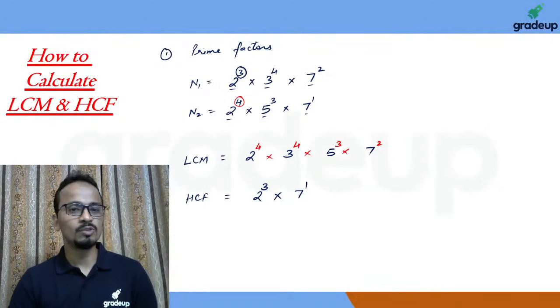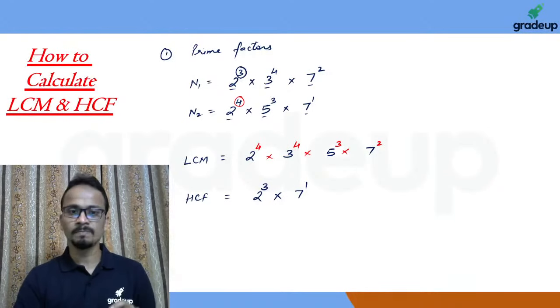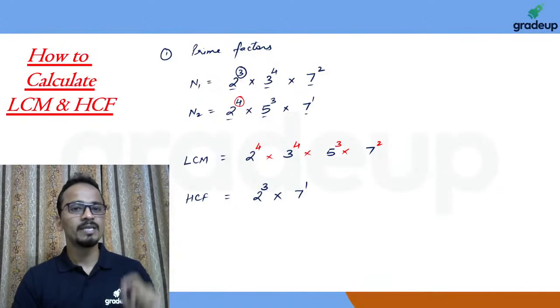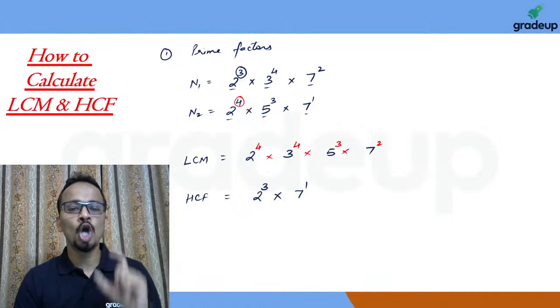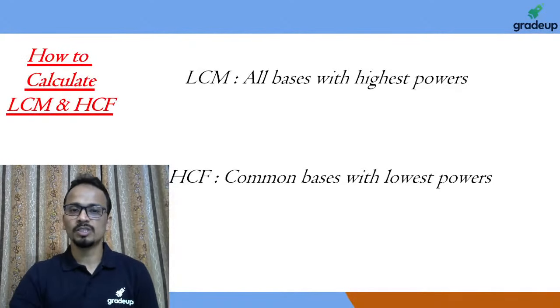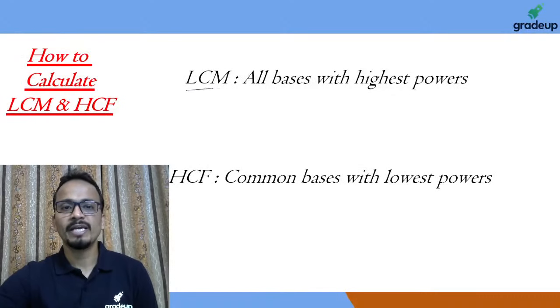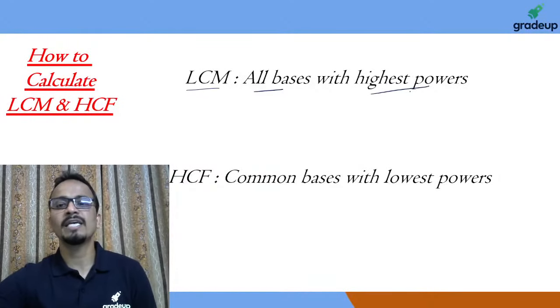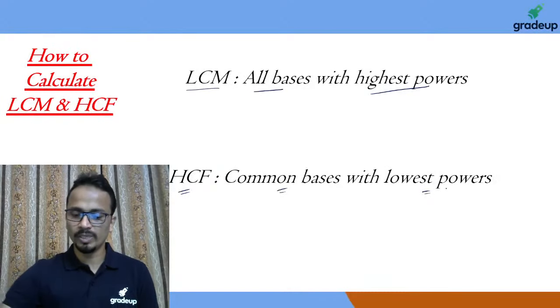I'll repeat once again if you want to note it down. LCM के अंदर क्या करना है? We'll write all bases with their highest powers, and for HCF we'll write common bases with the lowest powers. This is what you can see. For LCM, all bases with their highest powers, and for HCF, common bases with their lowest powers.